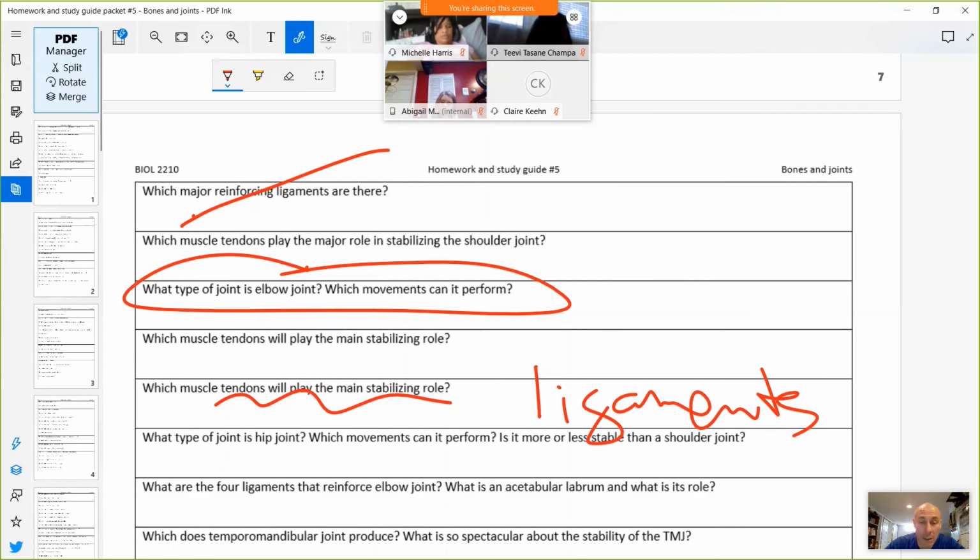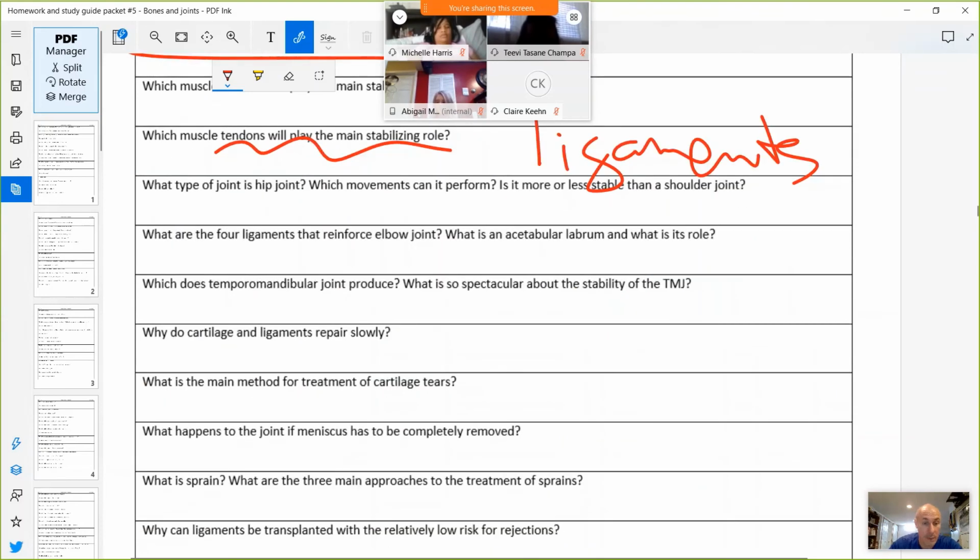Hip joint, ball and socket, less stable than the shoulder. Okay? Sorry, more stable than the shoulder. What am I saying? More stable than the shoulder, but less mobile. We good so far? Movements: a small bit of rotation, adduction, abduction, flexion, extension, hyperextension. Okay, not elbow, that's a typo, it's a hip joint. So 4 ligaments reinforce the hip joint.